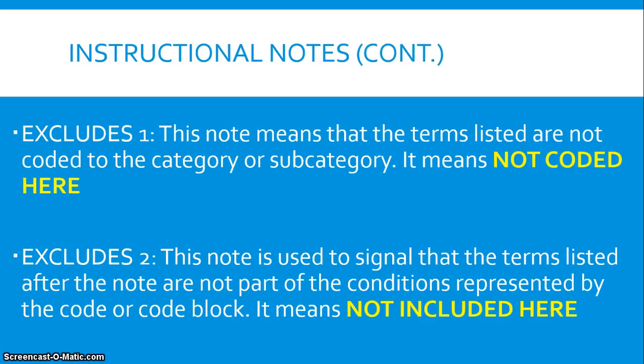There are two excludes notes. Excludes 1 means that the terms listed are not coded in the category or subcategory. It means not coded here. Excludes 2. This note is used to signal that the terms listed after the note are not part of the conditions represented by the code or code block. It means not included here.